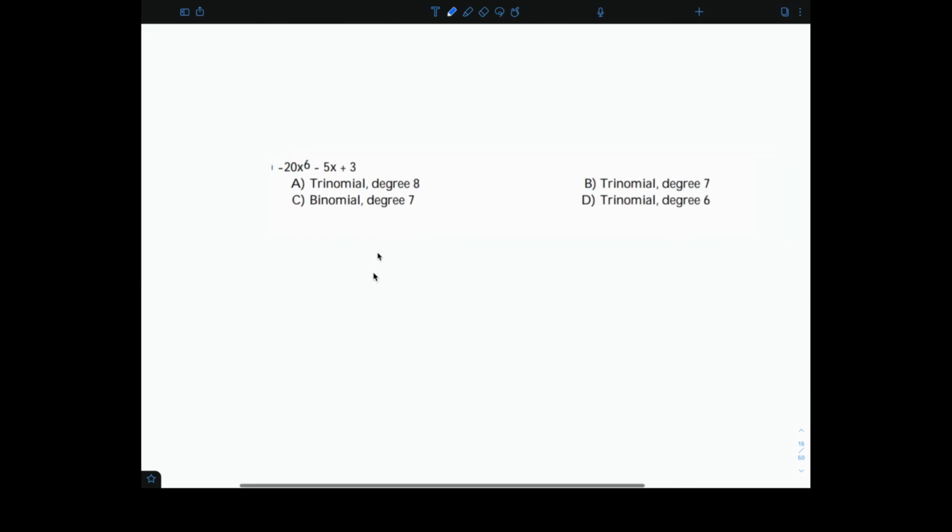All right, next up, we got some classification of terms. We see we have 3 terms. When we have 3 terms, that is called a trinomial. Terms are separated by plus, minus, and equal signs. Let me say it again. Terms are separated by plus, minus, and equal signs. Okay, so we have 3 of them. That's a trinomial. That means anything that has a binomial would be wrong. That's my only answer choice I can eliminate. The degree is the highest exponent, which is in this case 6. There you go. All right.